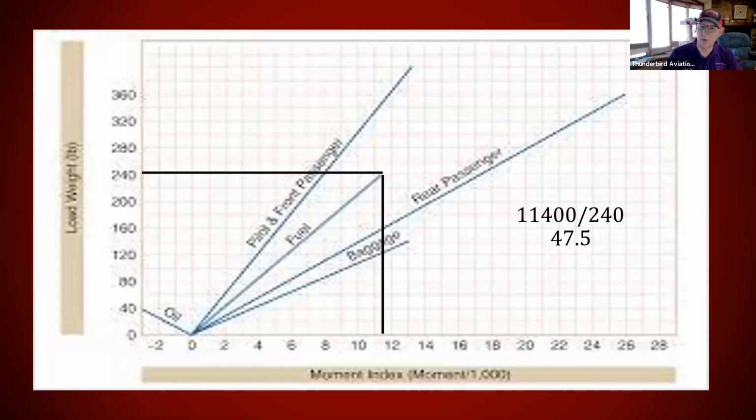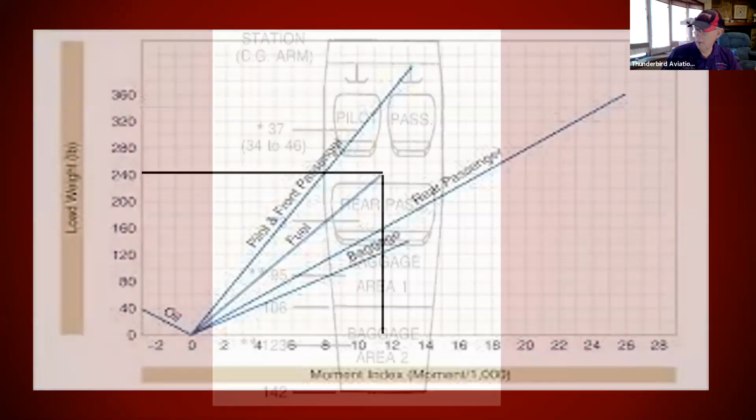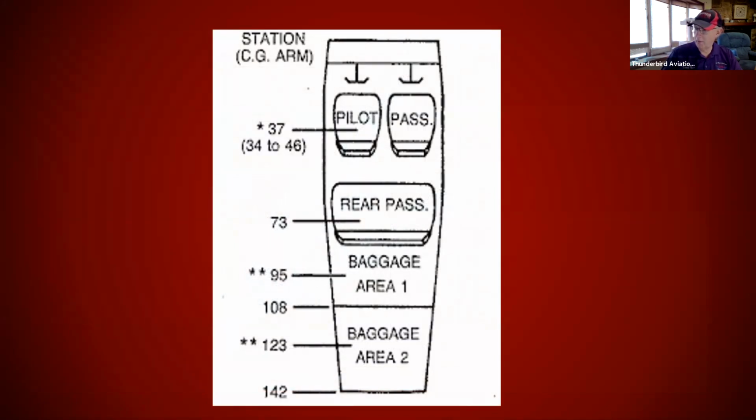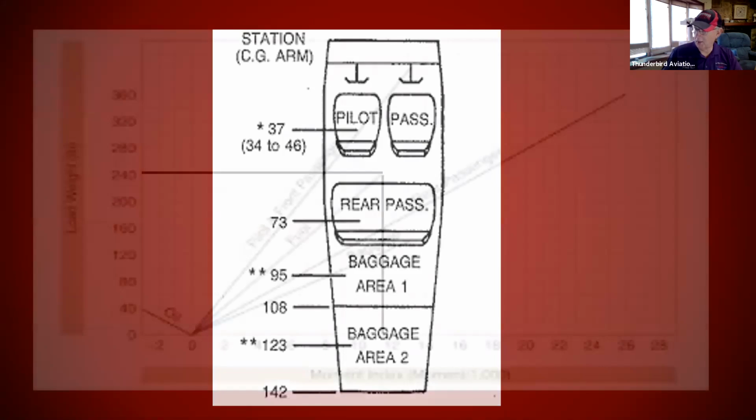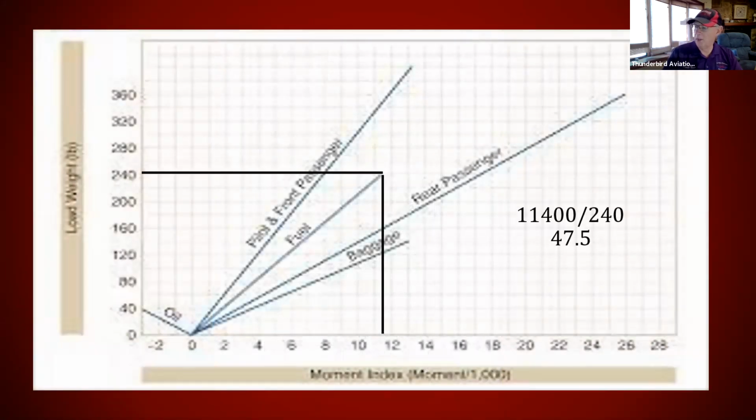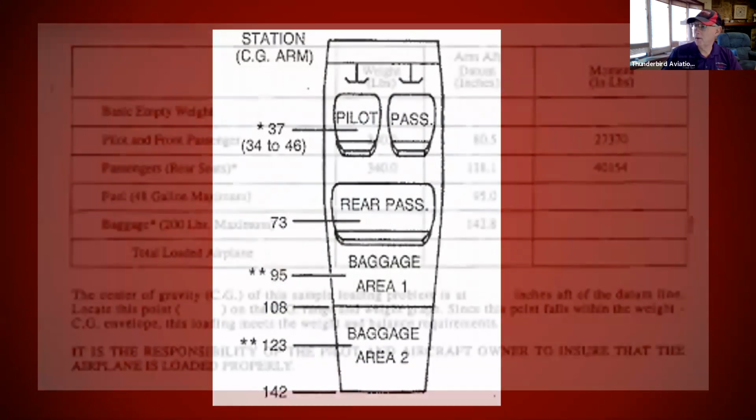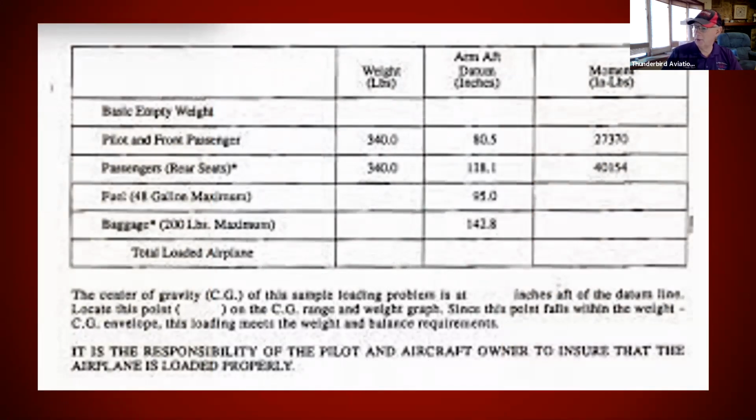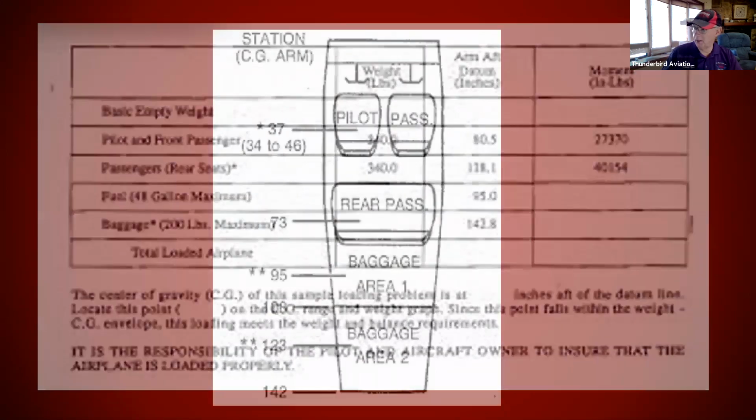So then you could add that to your grid to create a weight times arm equals moment type grid to figure out what your weight and balance is. So the front seat would be 37, back seat 73, baggage area 1 is 95, and 2 is 123 if you're putting stuff up on the little hat area in the back there, and the arm for the fuel would be 47.5. Then you can do the chart like this to do all the calculations that you need for the weight and balance.